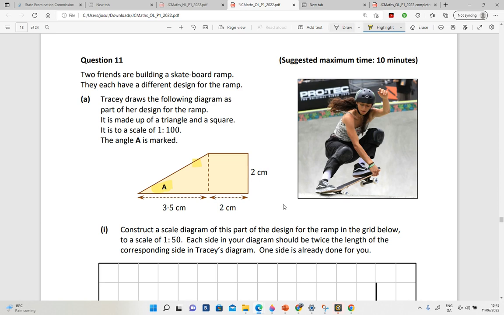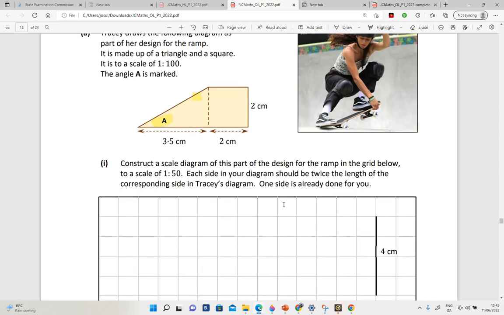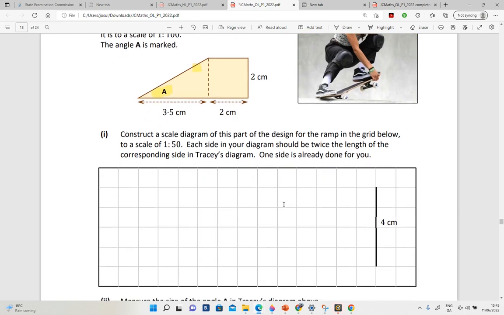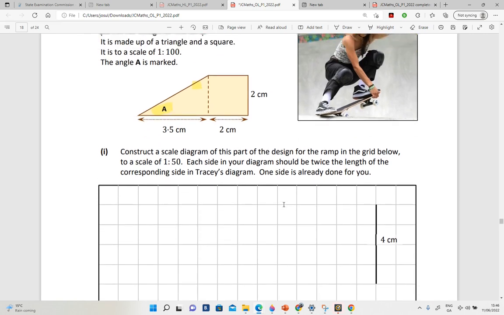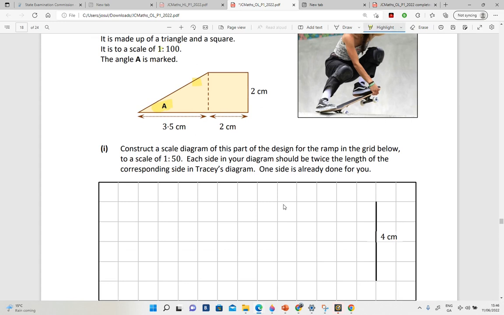Okay, so the first question then is construct a scale diagram of this part of the design for the ramp in the grid below to the scale 1 is to 50. So here they're saying it's 1 is to 100, so this one they want it to be twice as big. So it's half in terms of the number, but that means it's twice as big. Actually, they're about to tell you that here. Each side in your diagram should be twice the length of the corresponding side in Tracy's. Okay, and they've done one of them for you. So here you can see it's 2 centimeters in Tracy's diagram and it's 4 in your diagram.